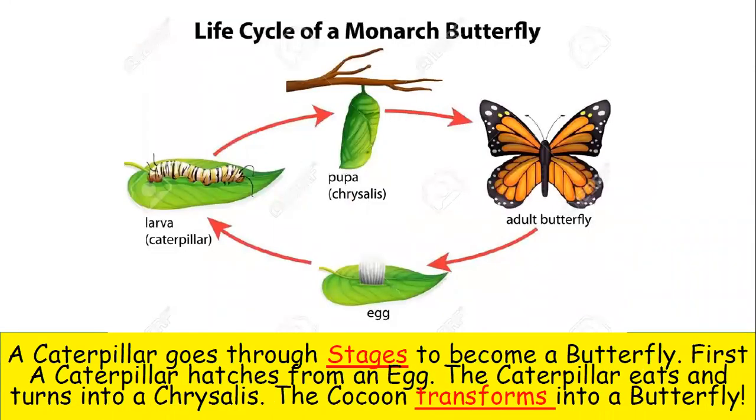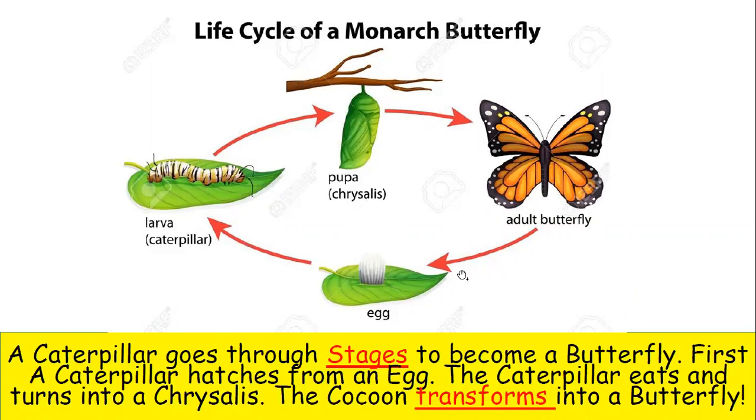A caterpillar goes through stages to become a butterfly. First, a caterpillar hatches from an egg. The caterpillar eats and turns into a chrysalis. So we have the egg, we have the caterpillar eating and turning into a chrysalis or a cocoon or a pupa. And then the cocoon transforms into an adult butterfly.